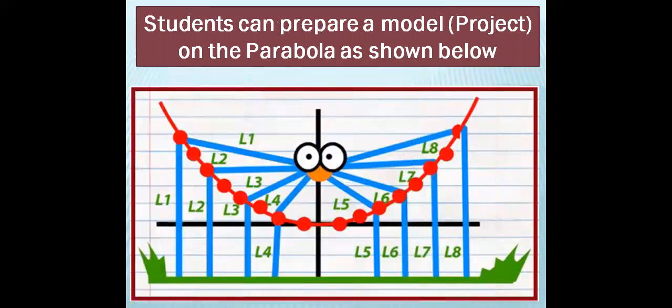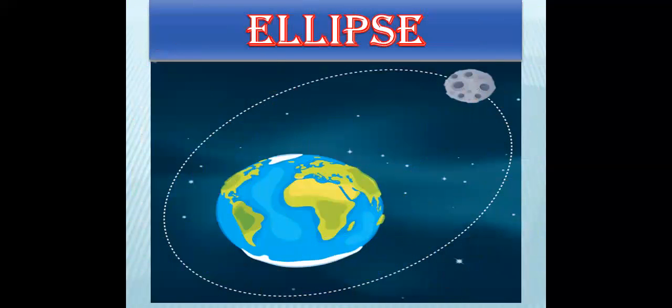And the teacher may provide such a model to the students in which this red line represents a parabolic path, and it is made up of points, and all these points are such that the distance from this fixed point and from this fixed line is always constant, always equal. This distance is equal to this distance is equal to this distance. So this type of model can explain each and every part of a parabola.